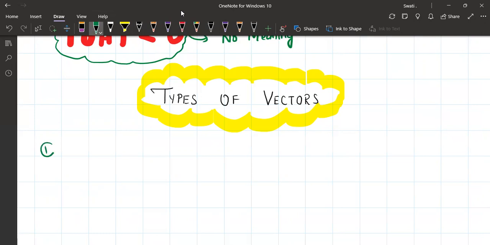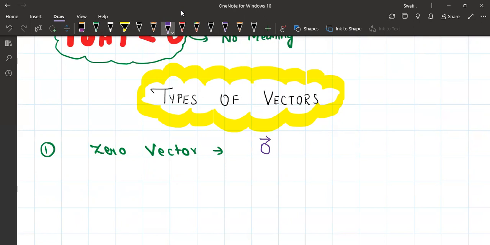So let us start with the first one. The first vector is called the zero vector. Let us understand about the zero vector. First of all, let me tell you how we denote it. We simply denote the zero vector by 0 with an arrow on top of it. Now, what is a zero vector? A vector whose initial and terminal points coincide.